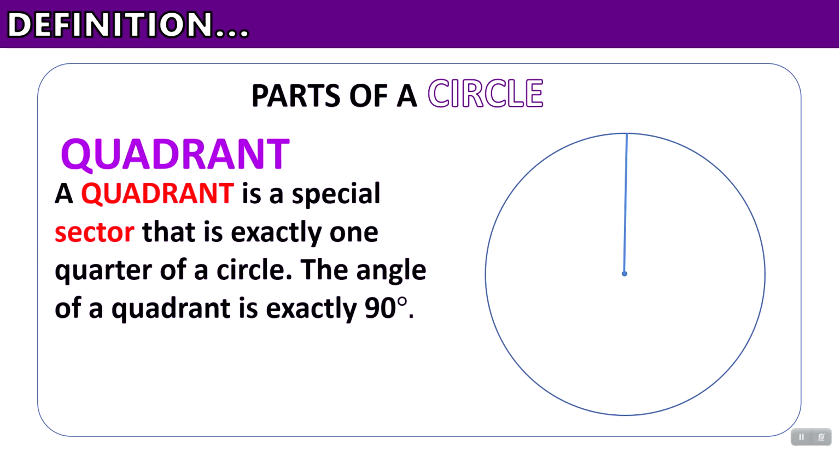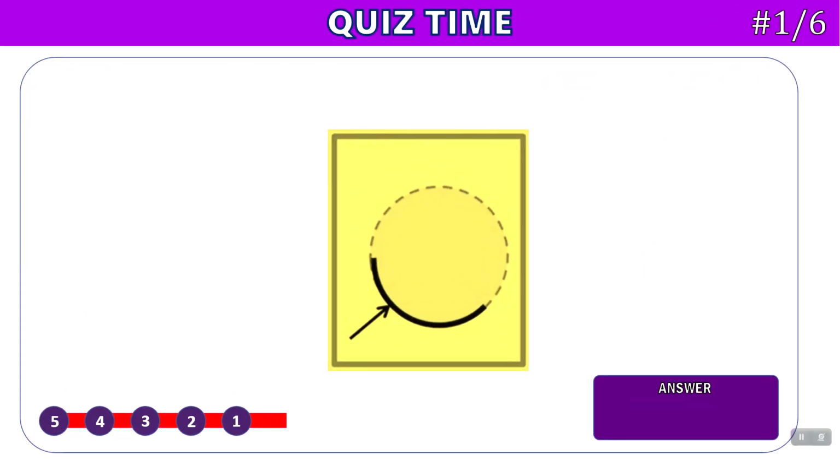This is a radius because it starts at the center and goes to the circumference. And here is another radius which starts at the center and ends up at the circumference. And the section inside is called a quadrant. This is 90 degrees, and there are 4 of them in a circle.